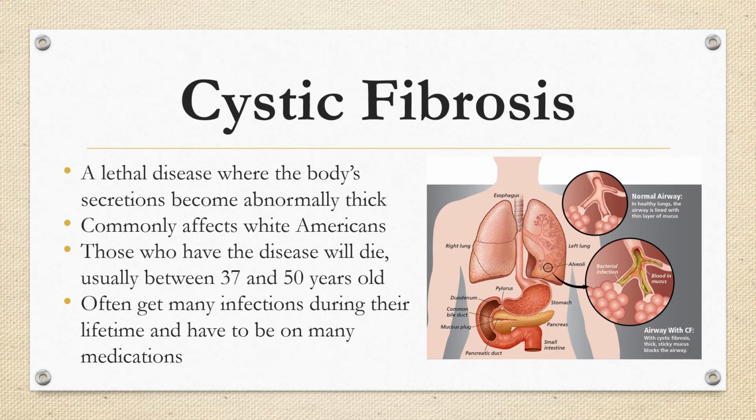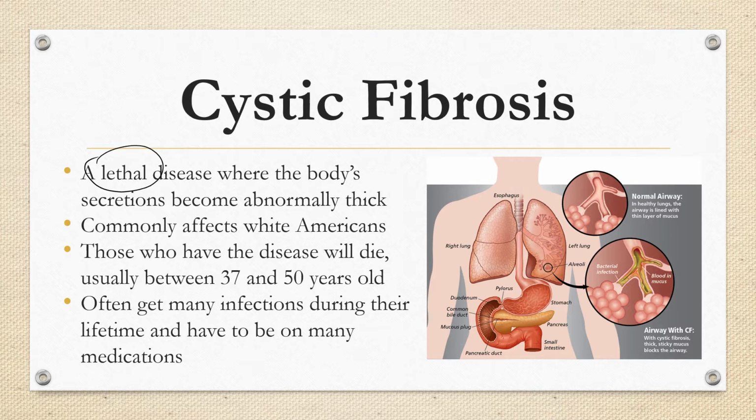Cystic fibrosis is another disease associated with autosomal recessive traits. And it's unfortunately a lethal disease again. And this is a case where your body's secretions will become abnormally thick. So our body makes secretions as a way to protect us. In our intestines and in our stomach, we produce secretions to protect our intestinal wall and our stomach wall from the harmful acids and enzymes that we produce in our digestive tract.